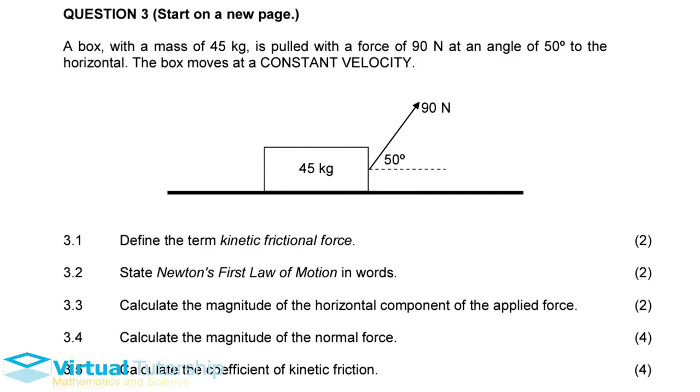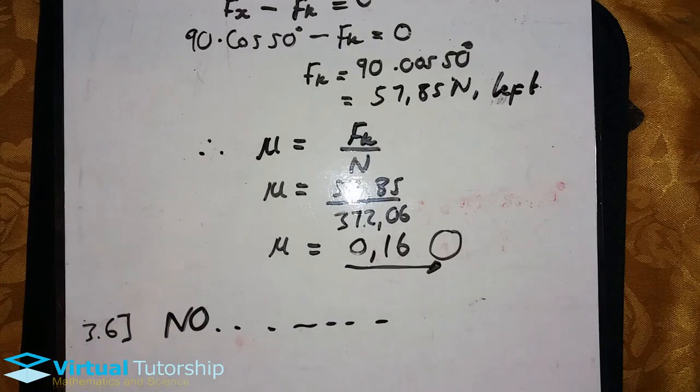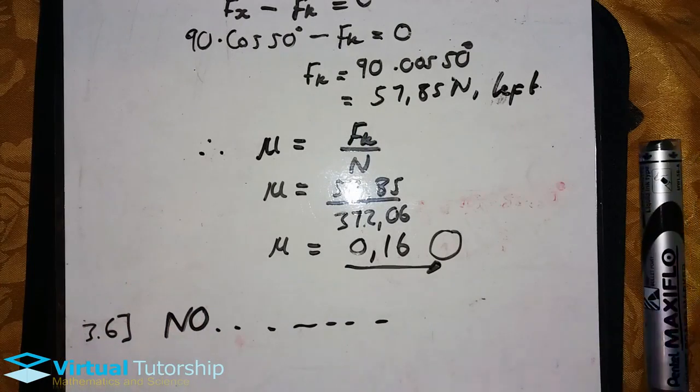So 3.6. With 3.6, will the coefficient of kinetic friction change if the angle of the applied force is decreased? Write only yes or no and give a reason. So the answer is no. The reason is that the coefficient of kinetic friction does not depend on the applied force, but it depends only on the nature of the surface that is in contact with the object. That's the only reason you can give here.